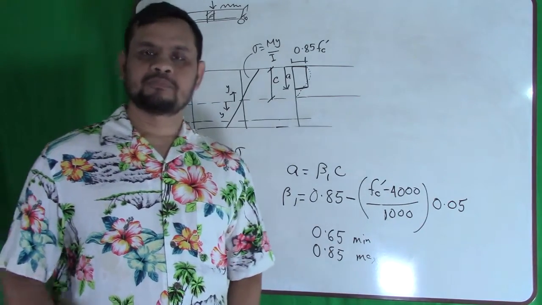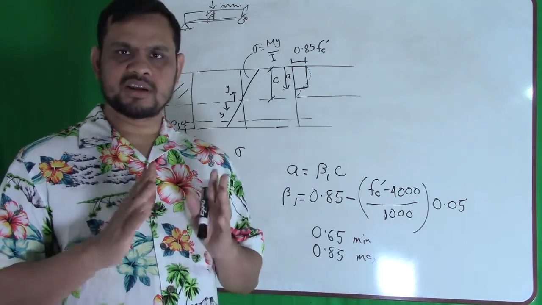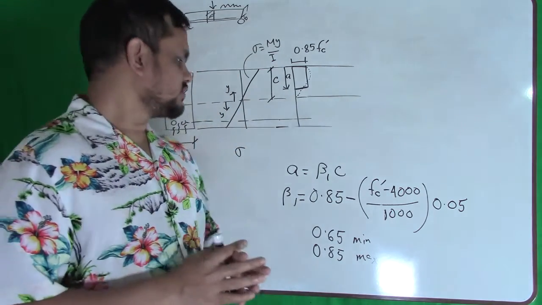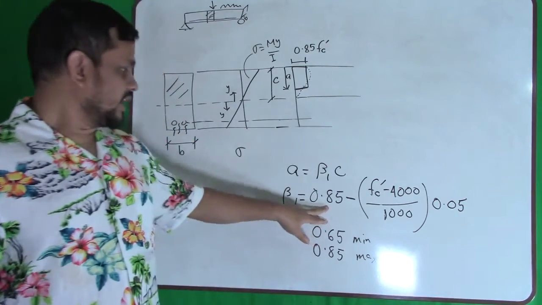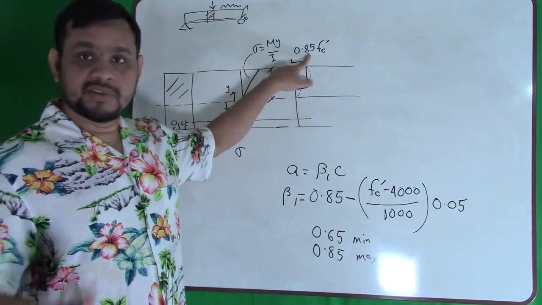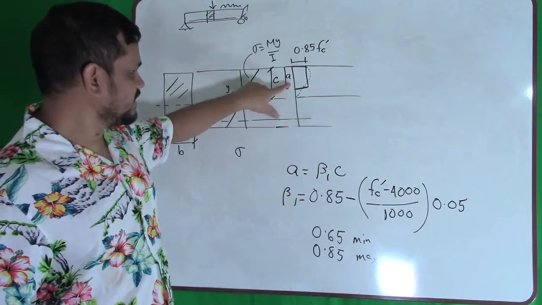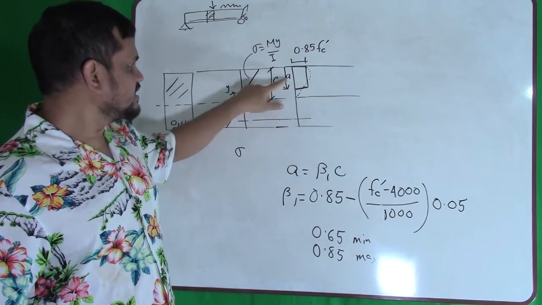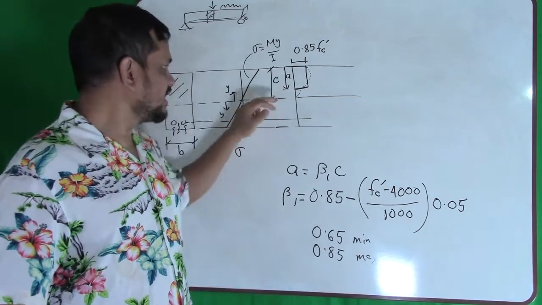So the most common concrete is 4000 PSI concrete. So the most common concrete has beta 1 of 0.85. But again, this 0.85 and that 0.85 are not the same, different concept. So this 0.85 is: a is 85% of c. So hopefully you understood what is a, what is c.